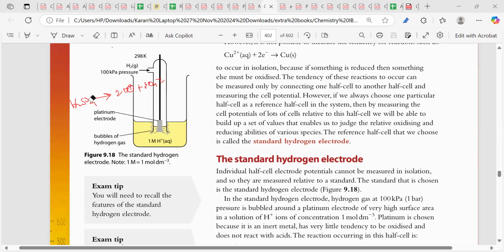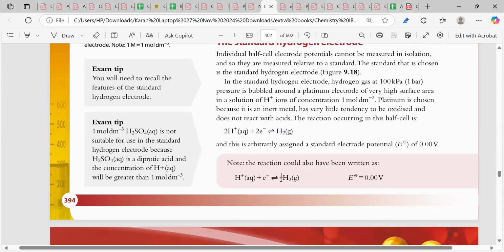Fine. Now, understood. We have to take a monoprotic acid such as HCl. And what is the concentration you take? 1 mole per decimeter cube, right? Now, what happens in this reaction? Mainly two hydrogens, this reaction occurs. H plus plus e gives you half H2, right? So we can balance like this, or we can use this also. 2H plus 2e gives you H2, right?